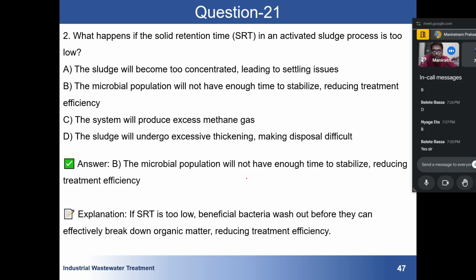That is, the microbial population will not have enough time. We know that if we want to digest something, there is a requirement of some minimum time. Now if that time is reduced, the required time won't be sufficient, so not enough digestion will occur. The microbial population will not have enough time to stabilize, reducing the treatment efficiency. If SRT is low, the beneficial bacteria wash out before they can effectively break down the organic matter, reducing the treatment efficiency.